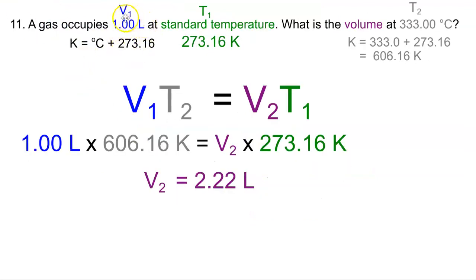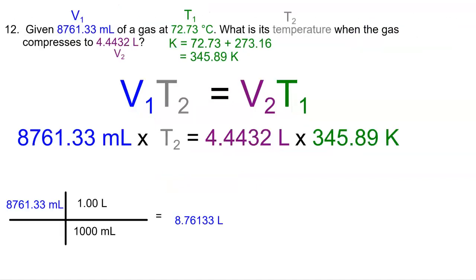Example 10, let's see, what do we have two of? We have two temperatures. We went up in temperature, 273.16 to 606.16, and we went up in volume from 1 liter to 2.2 liters. So those did the same thing. So volume and temperature are directly related. One does one thing, the other does the same.